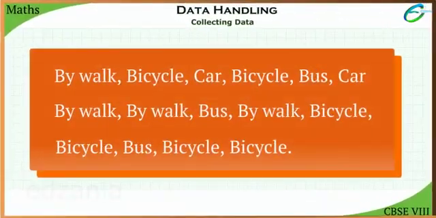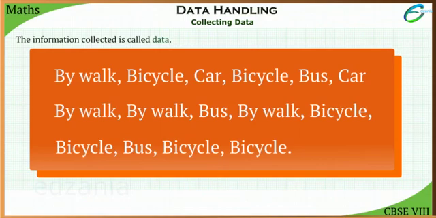Here we have different modes of transport of all the students in the class. So Rohan has collected some information about the different modes of transport of his classmates. So the information collected is called data. Data is usually collected in the context of a situation that we want to study. By looking at this table, we can say most common mode of transport is a bicycle.